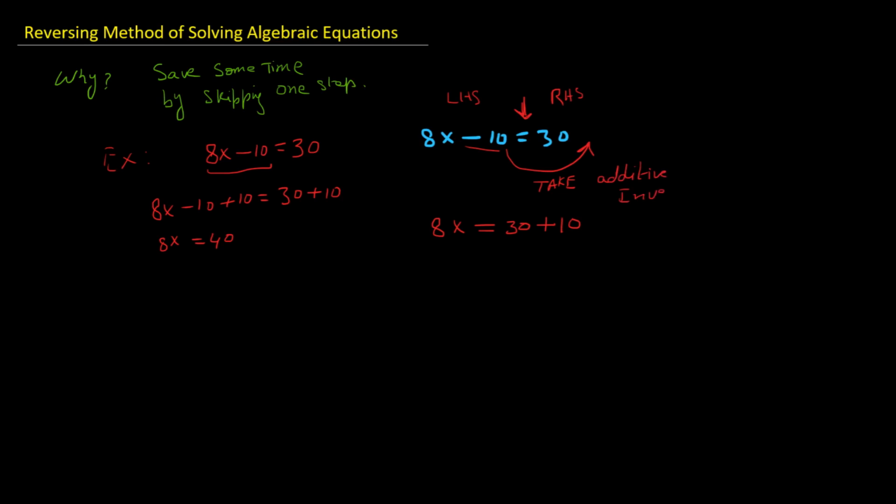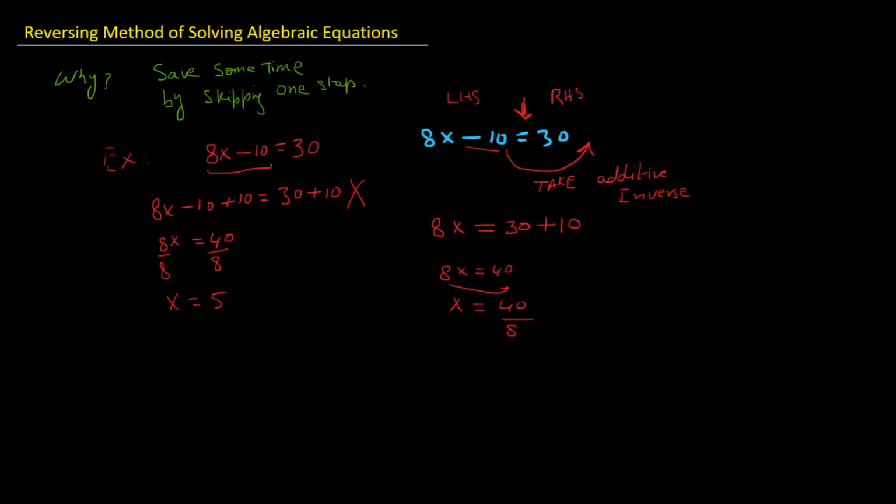because this term is being added. If it was being multiplied by something, then we would be doing the multiplicative inverse, the reciprocal of that term. So now we have saved this step, and we are straight to the next step, which is 8x equals 40. Now we have 8x, so we would divide by 8 on both sides, and then simplify: x equals 5. Here we don't do this, we simply take this 8 and divide it on the other side.